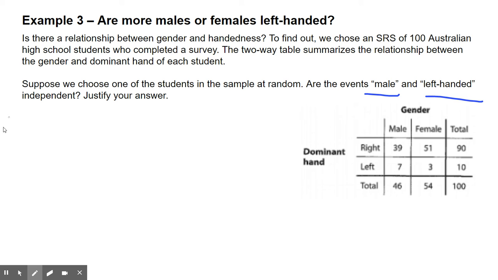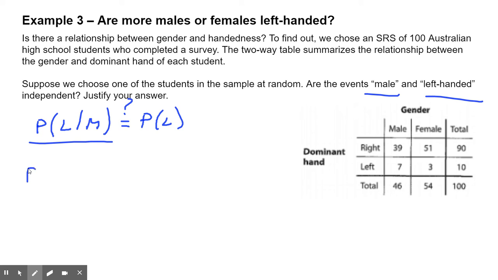So we are truly trying to see if there is a relationship between male and left-handed. So I want to see what's the probability of someone being left-handed given that they're male. Is that going to equal the same thing as just the probability of someone being left-handed? Does it matter that they're male? Does it influence left-handedness? Well, if they're equal, then they are independent. But if they're not equal, then they're not independent. So let's find this one first.